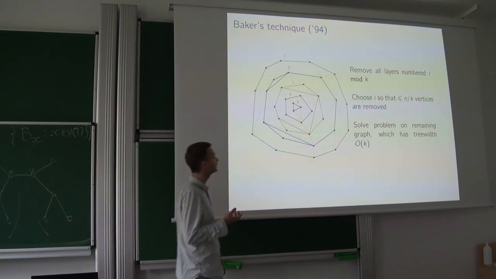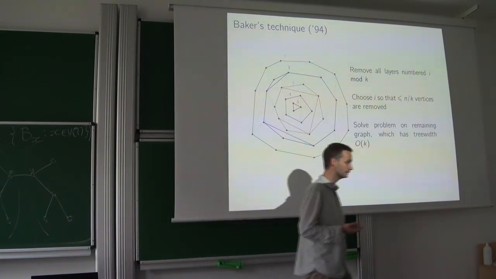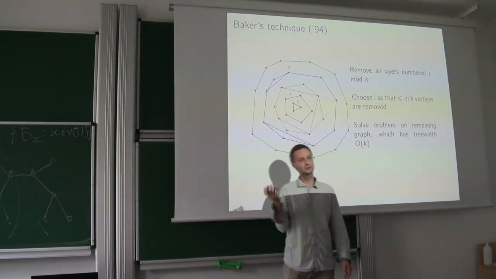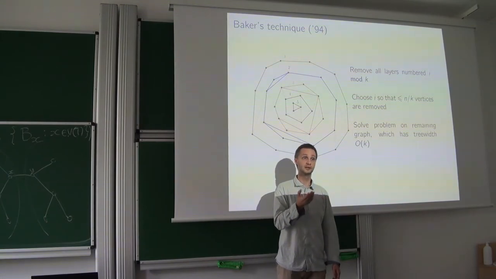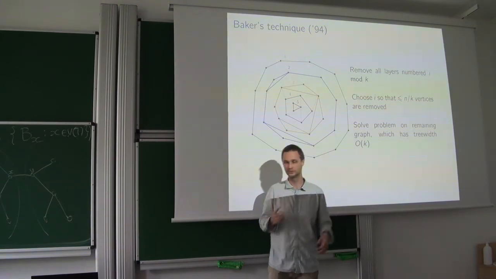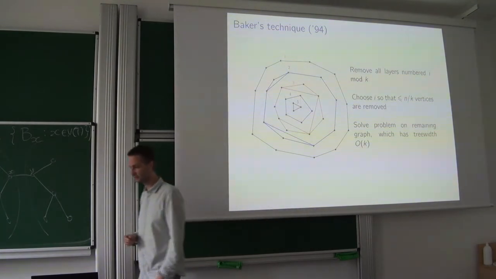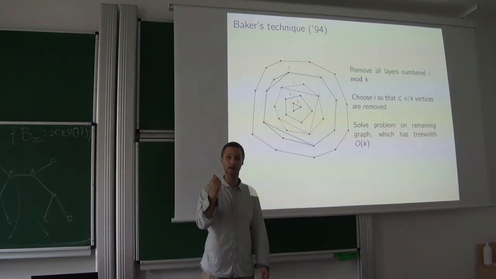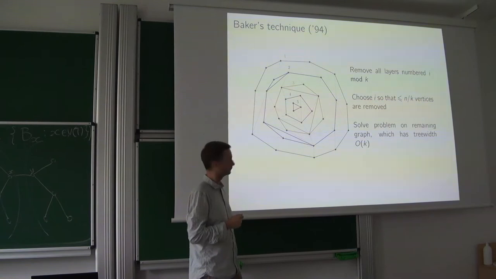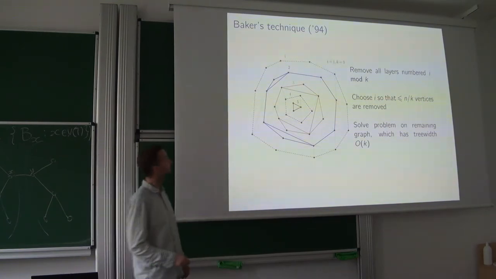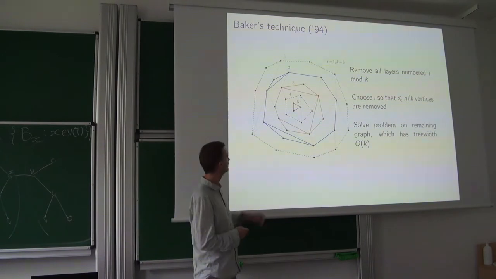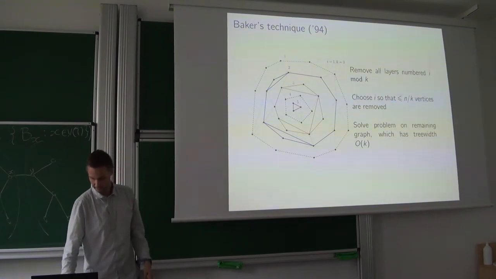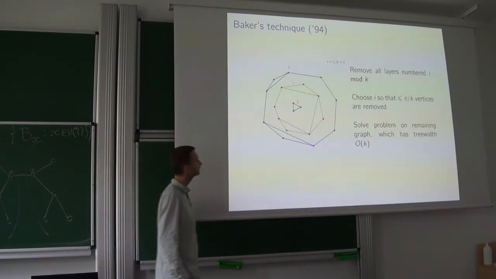And the typical strategy when you try to apply Baker's technique is to choose some number k, some parameter k. This can be a constant, this can be a function of the number n of vertices. This depends on what you're trying to do. But you have some parameter k for Baker's technique. And what you do is, you remove all layers that are numbered i mod k. Right? So let's do that for k equal to 3, and let's say i equal to 1. So I remove all layers that are numbered 1 mod 3 in this case, so I'm left with this.